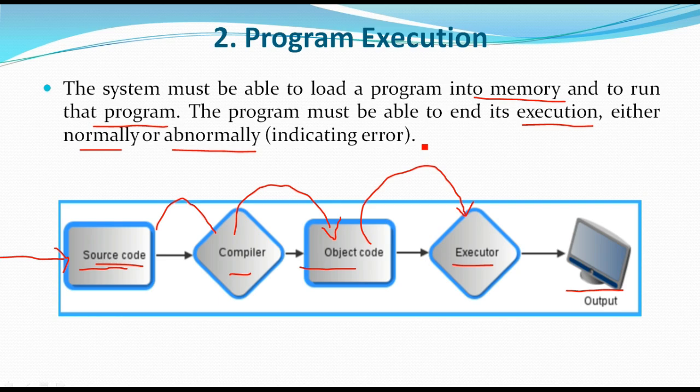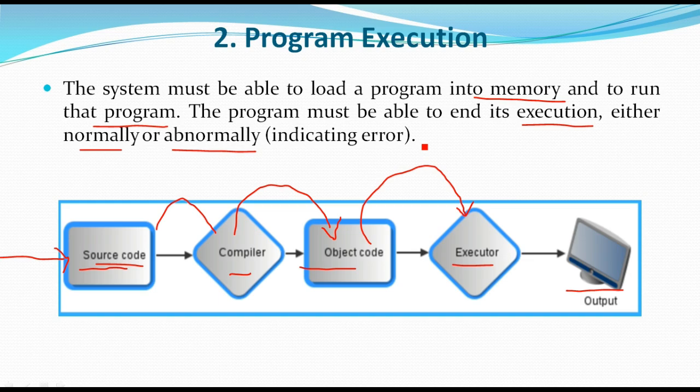Abnormally means indicating an error. If any error is there, we have to leave the CPU and correct the code. Then we can again compile it, convert it to object code, and then execute it. So that is the meaning of abnormally.